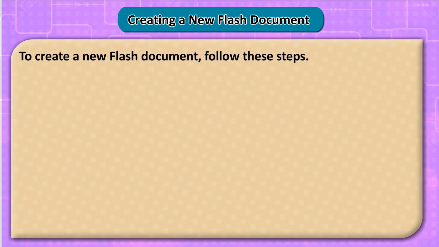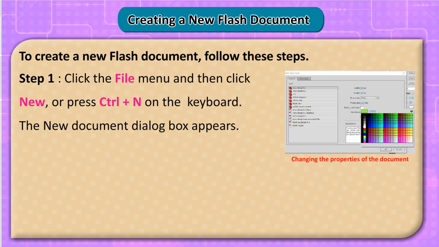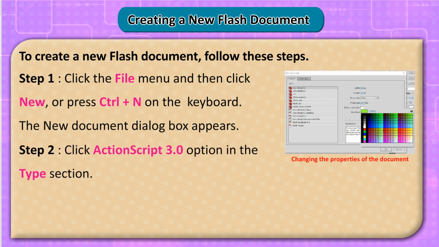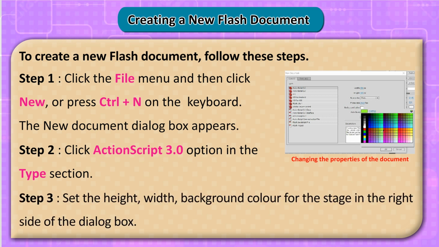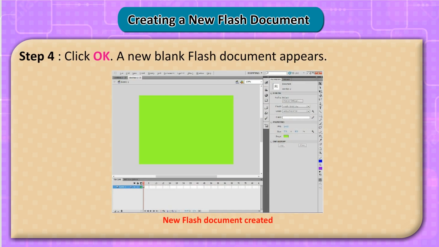Creating a new Flash document. To create a new Flash document, follow these steps. Step 1. Click the File menu and then click New, or press Ctrl+N on the keyboard. The New Document dialog box appears. Step 2. Click the ActionScript 3.0 option in the Type section. Step 3. Set the height, width, and background color for the stage on the right side of the dialog box. Step 4. Click OK. A new blank Flash document appears.